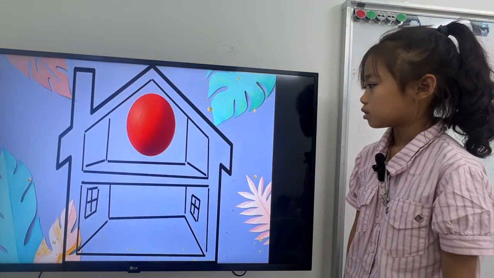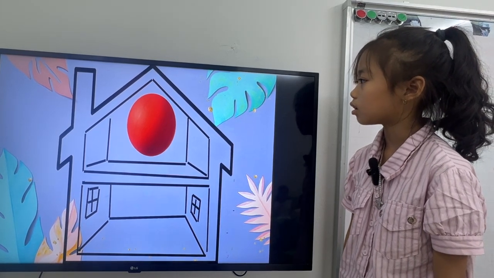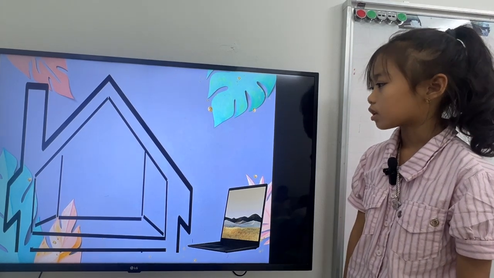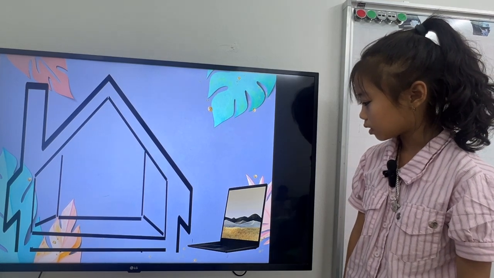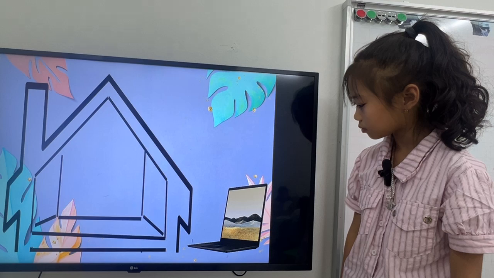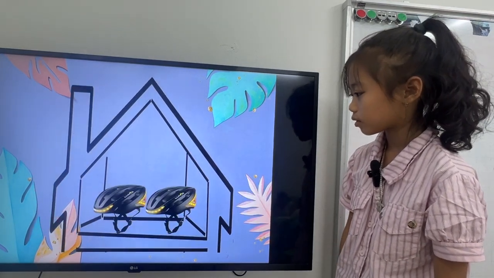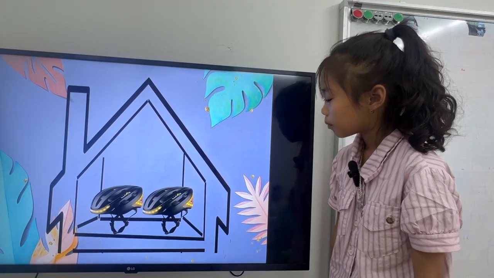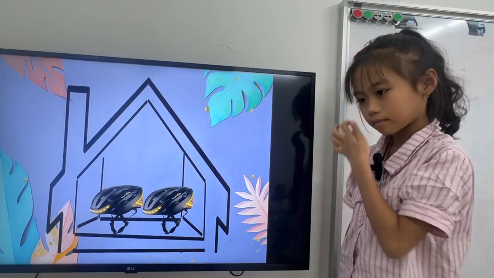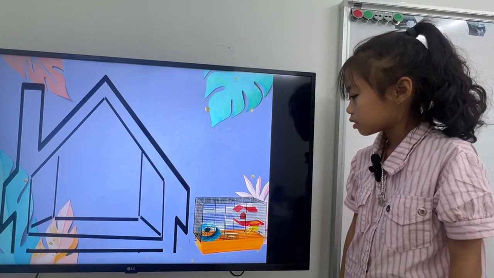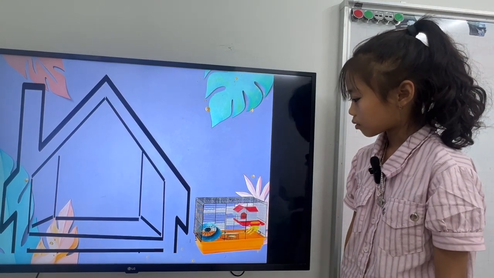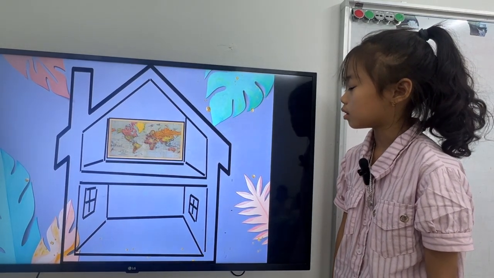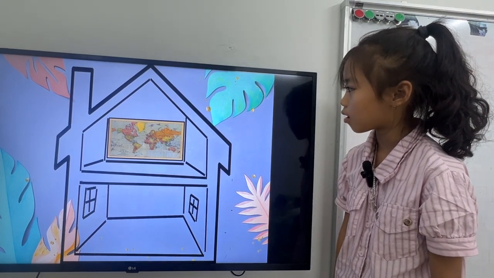Where is the ball? The ball is upstairs. Where is the laptop? The laptop is outside. Where are the helmets? The helmet is inside. Where is the cage? The cage is outside. Where is the map of the world? The map of the world is upstairs.